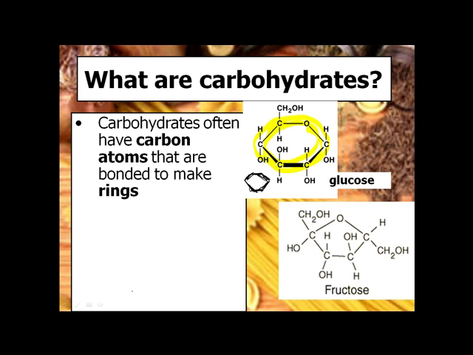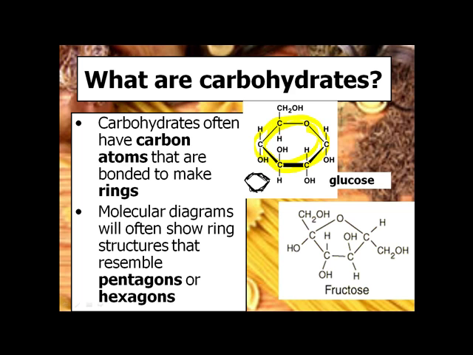So carbohydrates often have carbon atoms that are bonded to make rings. And some of these diagrams will show that the ring structures resemble pentagons or hexagons. Glucose is always a hexagon, looking at the diagram on the top there. Fructose, a sugar often found in a lot of fruits, has the same carbon-hydrogen-oxygen ratio, 1:2:1. It has 6 carbons, 12 hydrogens, and 6 oxygens. There's two little groups hanging off.